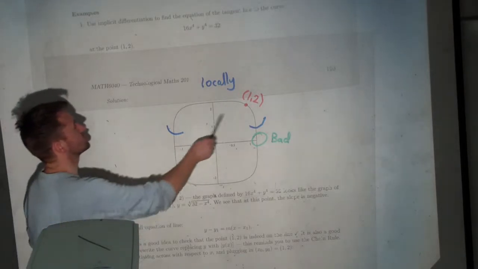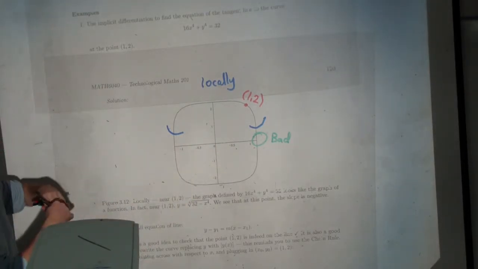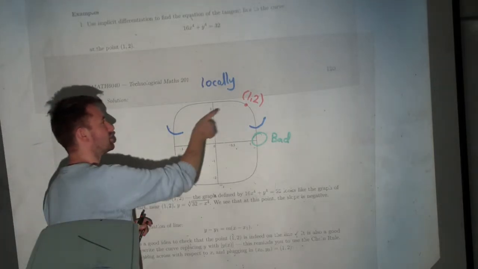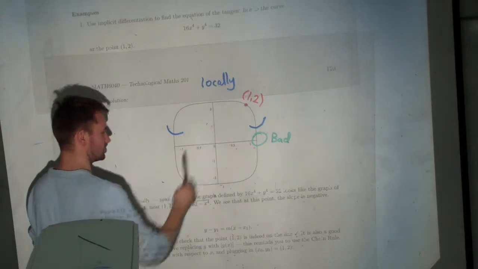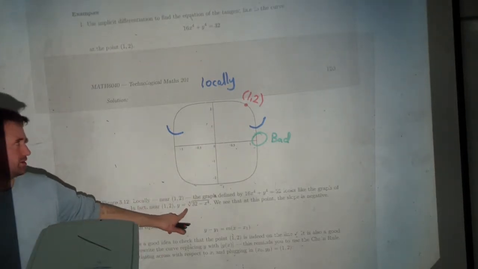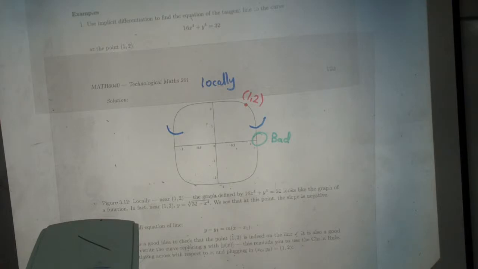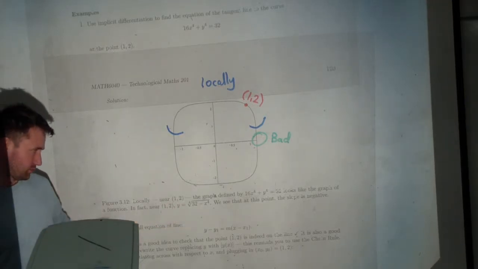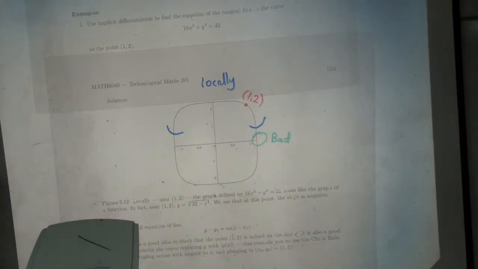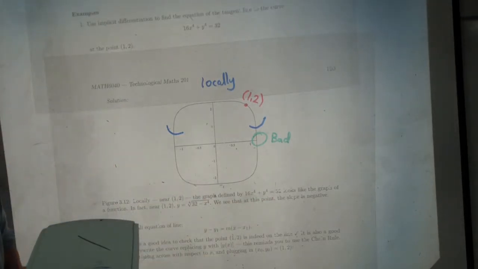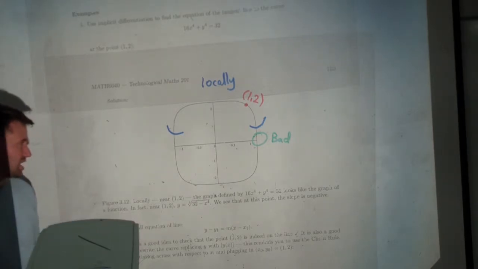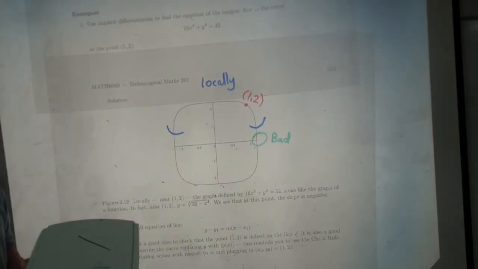The idea is that if we're close to a particular point, and even if we don't mention a point, we're implicitly suggesting we are near a point. Locally near the point, it is the graph of a function. This one, as it happens, is a particular function, but when we do further examples, we won't be able to solve for y. So locally near a particular point, the graph looks like the graph of a function. In fact, y is equal to this. We can see that at this point, the slope is negative. How do we know that? It's going down, exactly.